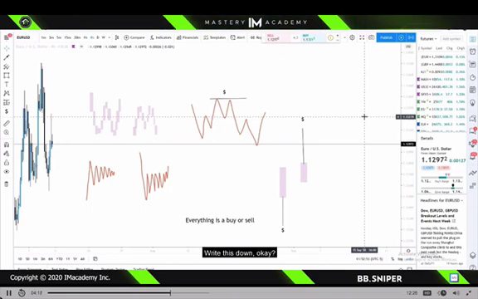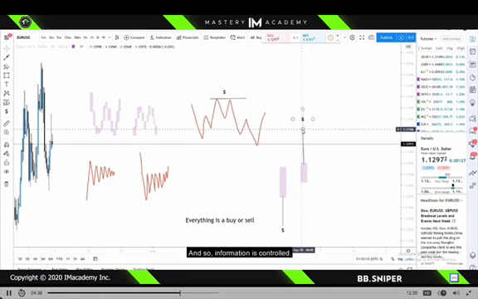Write this down. Okay, keep this quote in the back of your head always. The market will run towards where it's going to hurt the most people because that's where the most of the liquidity is. So the market is going to move towards the direction that hurts the most people. Okay? And so information is controlled.